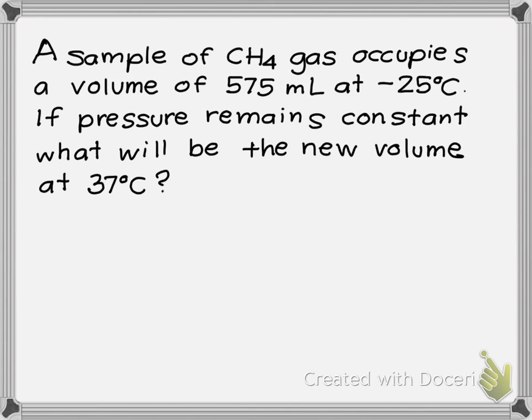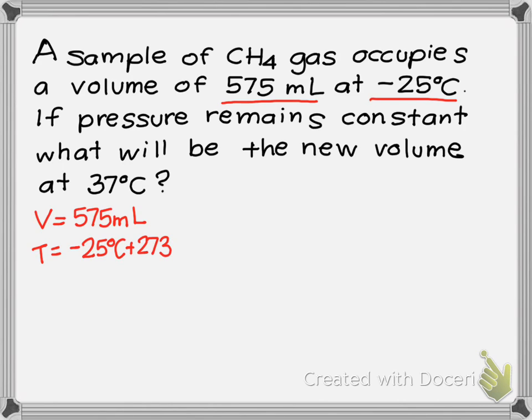Looking at this problem, it says a sample of methane gas occupies a volume of 575 milliliters, and it's at negative 25 degrees Celsius. My personal preference is, I know I cannot use Celsius, so before I even go any further, I add 273 to my negative 25, and I get 248 Kelvin. So go right to Kelvin. And then I keep reading.